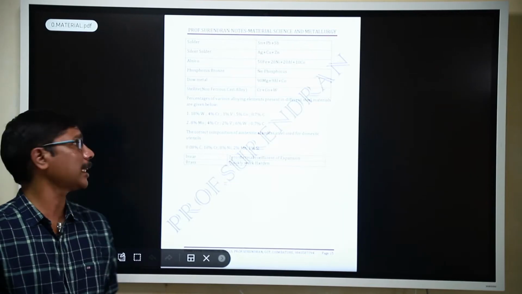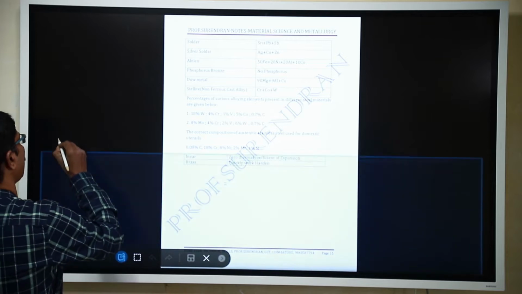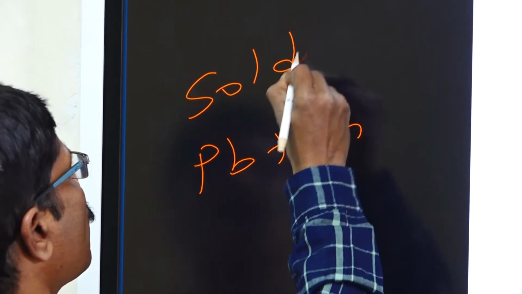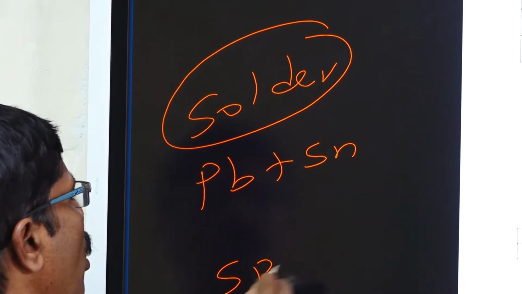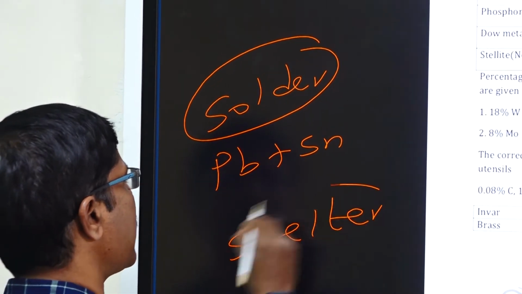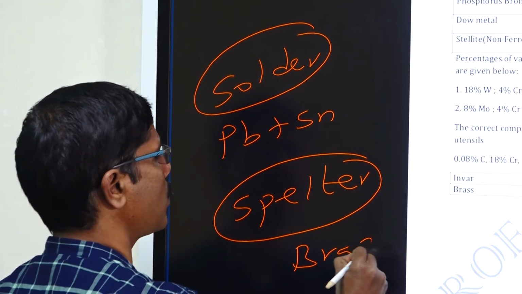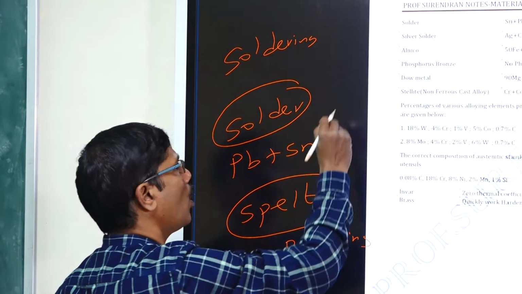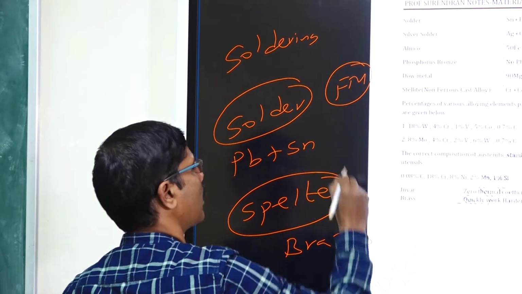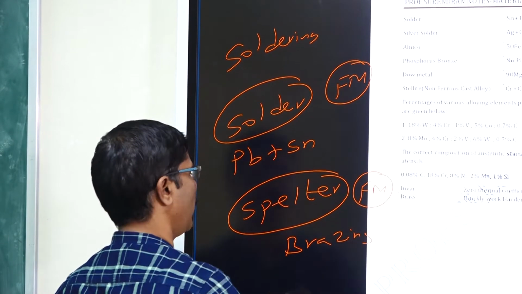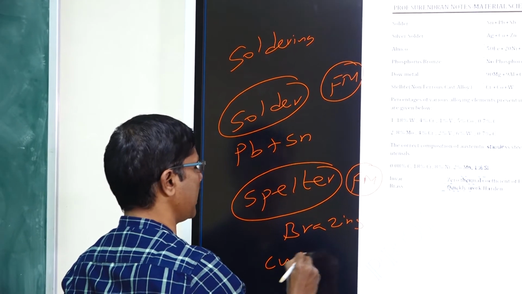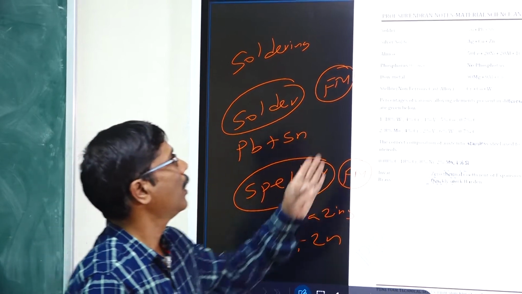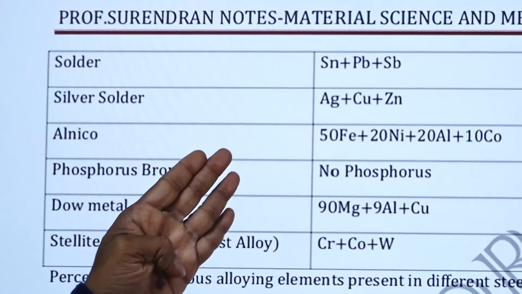So solder is nothing but a lead and tin composition. Solder is lead and tin. This is the solder, and it is used in the soldering process. And you should know about the spelter. Spelter is used in the brazing process. In brazing we are using spelter. In soldering we are using solder. Both are filler metals. Solder is a filler metal in soldering. Spelter is a filler metal in brazing. In spelter it is copper and zinc, in soldering it is lead and tin. We have some solders with lead, tin and antimony.